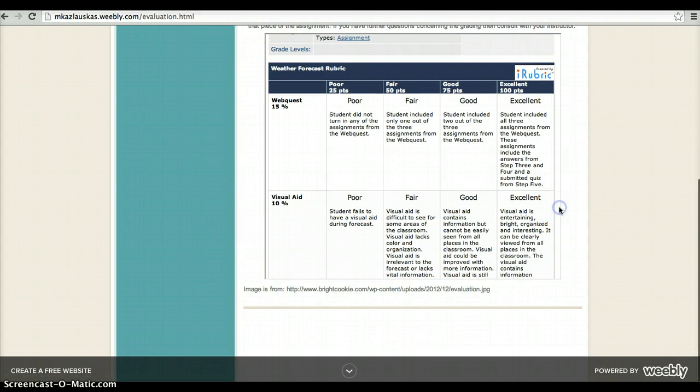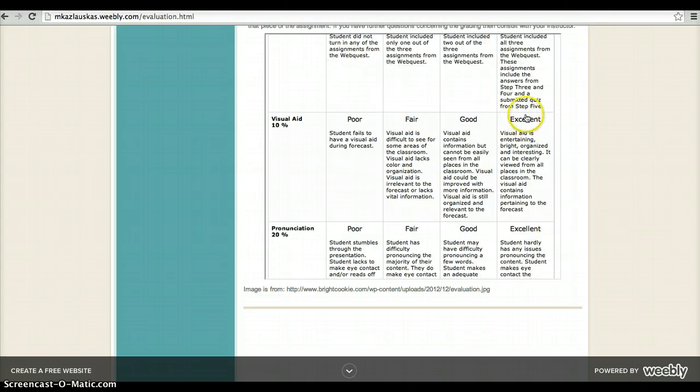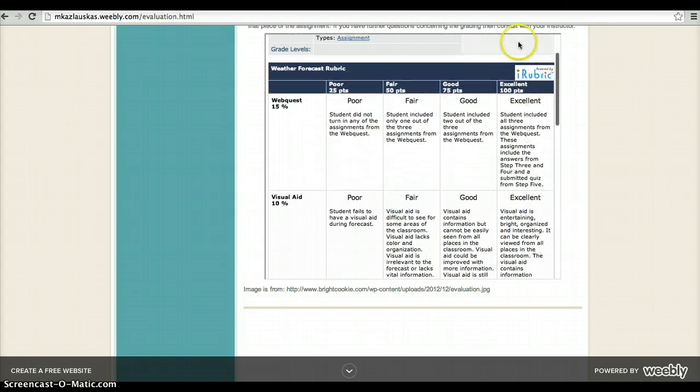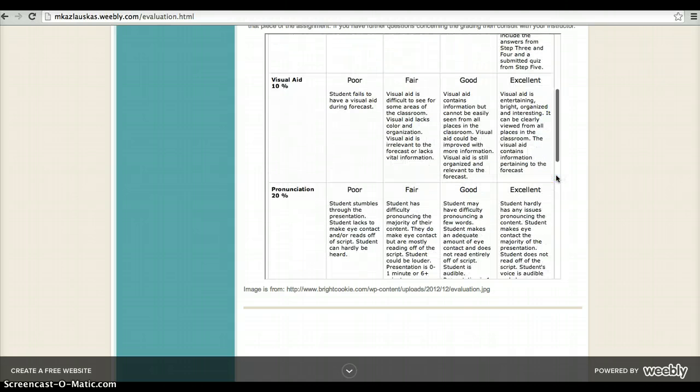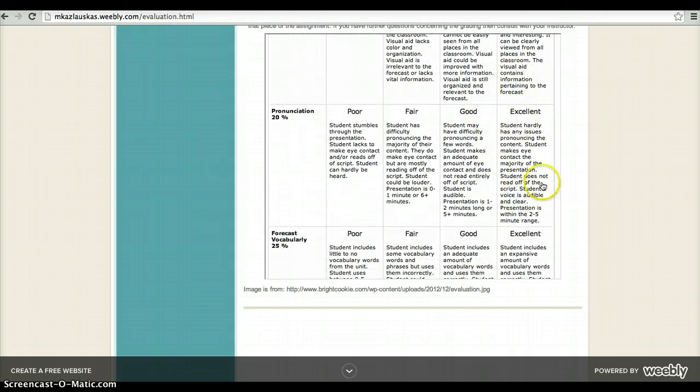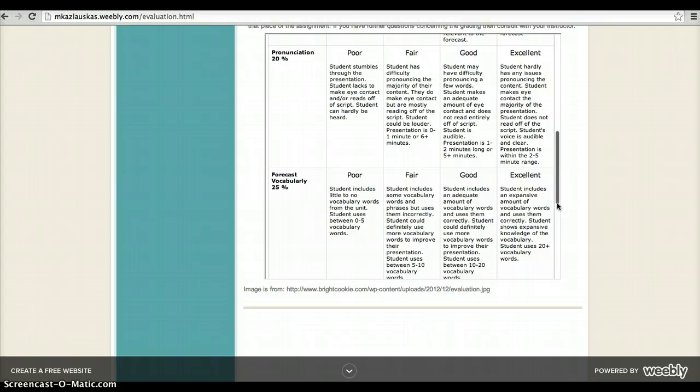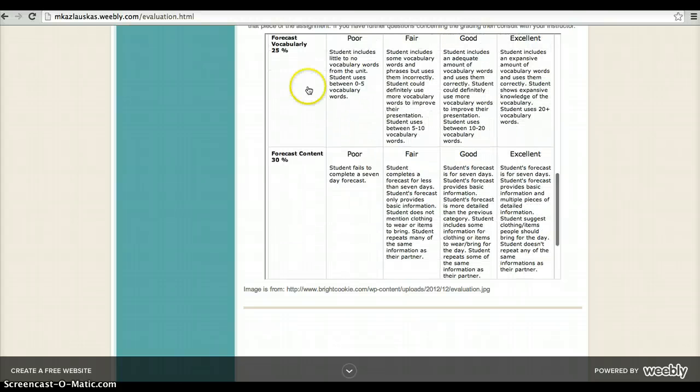And then for the visual aid, same sort of thing. If they do excellent, then it's 100 points times 10%. So that would be 10 points, and it continues. Pronunciation, so if they get 100 or all the points, then it would be worth 20 points because you multiply it by the 20%. How they use vocabulary, which is worth 25%, and then forecast content, which is worth 30%.